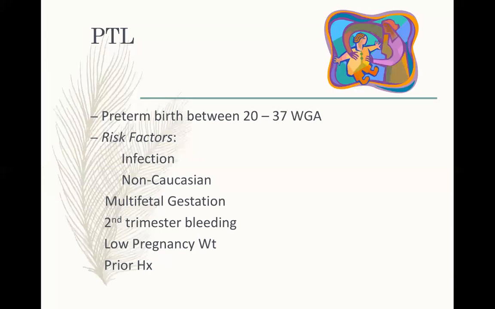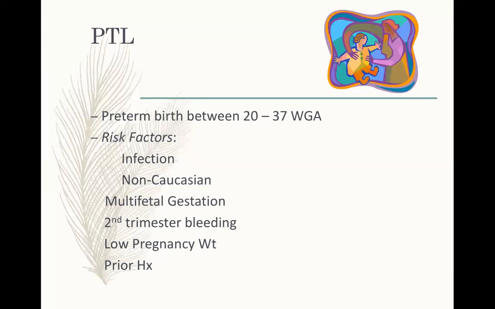And non-Caucasian is a risk factor as well. This is because the level of prenatal care is lower in non-Caucasian individuals. I already mentioned multifetal gestation. So multifetal gestation puts more of a stretch, if you will, on the uterus, and sometimes leads to preterm labor and preterm birth because the uterus isn't able to go that large.